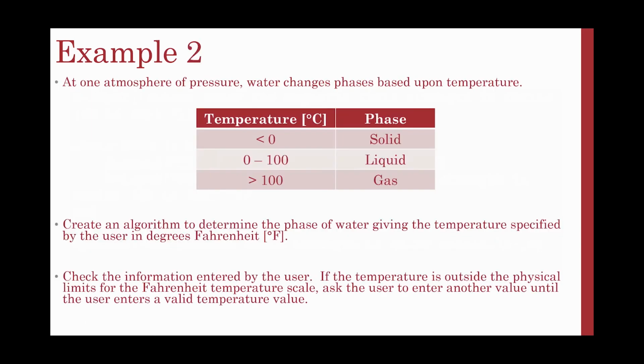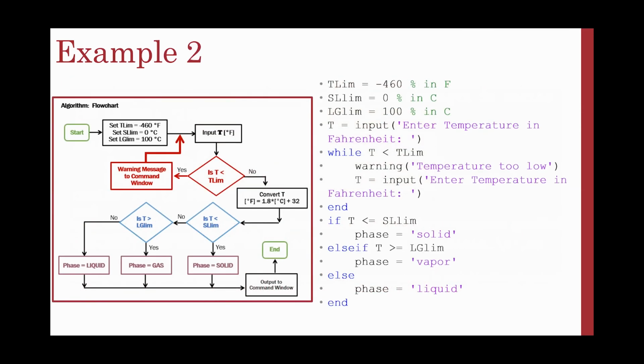Here we are again back at our example of the phase of our solid, liquid, and gas water. We're going to make a while loop to do this. So what are we going to do for this algorithm? So the first thing we need is to set our liquid limit, our solid limit, and our temperature limit. So we have our 3 constants to use. Then we would prompt the user to input their temperature in Fahrenheit and store it in a variable t.